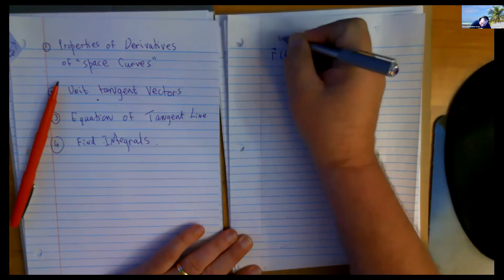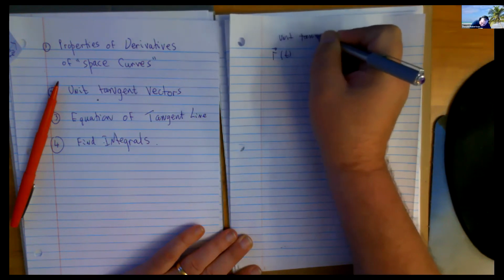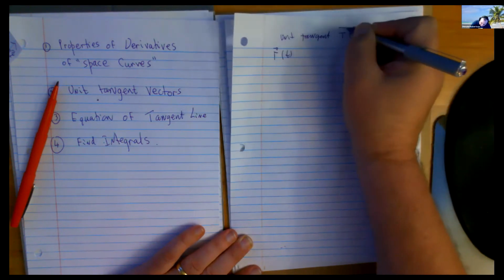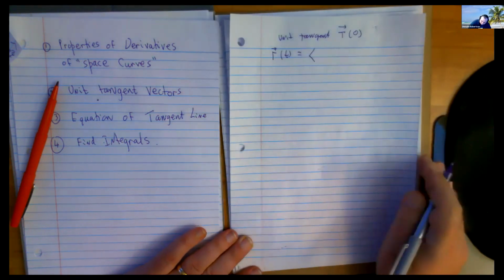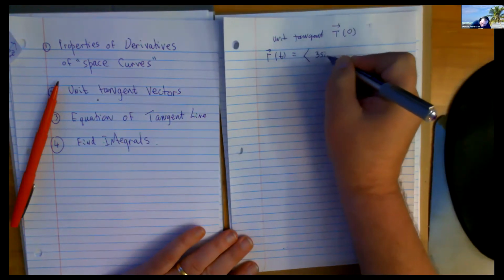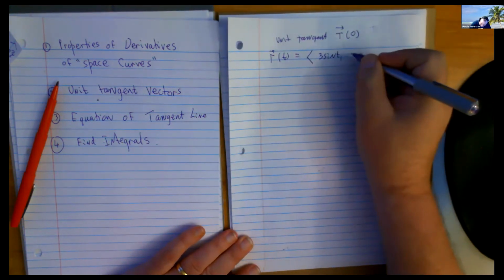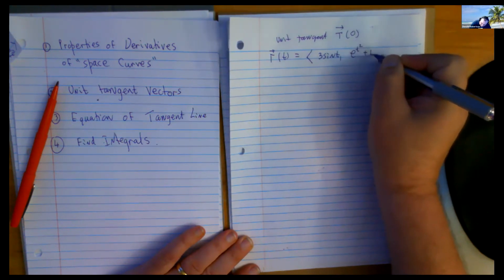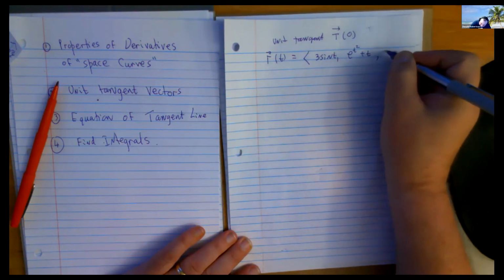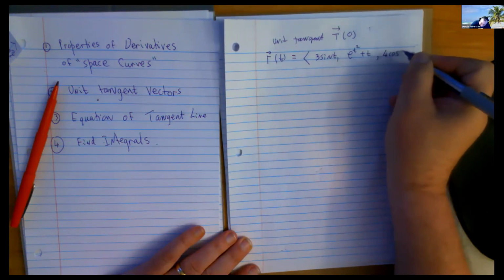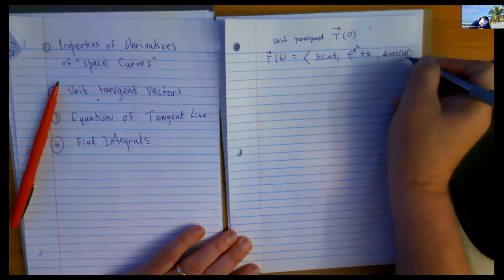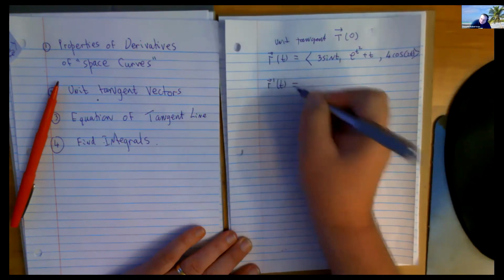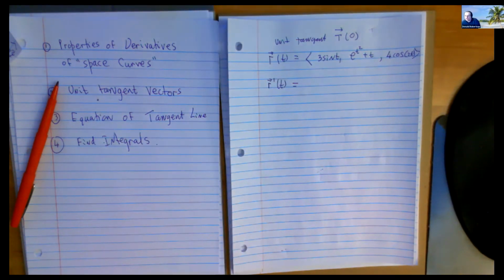Suppose we are being asked to find a unit tangent at 0 of this function: 3 sine t, e to the t squared plus t, and 4 cosine 2t. So the process was correct. Everything I did was correct. The only thing I did wrong was give it the wrong name.